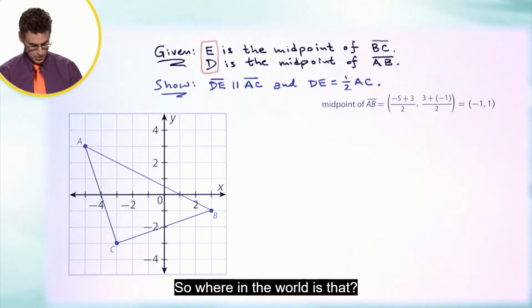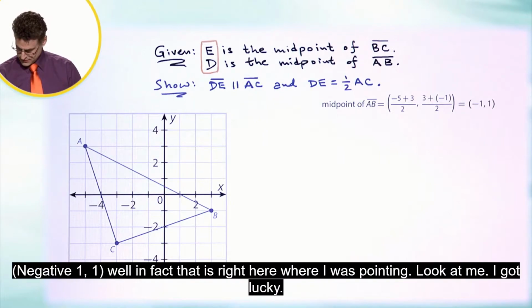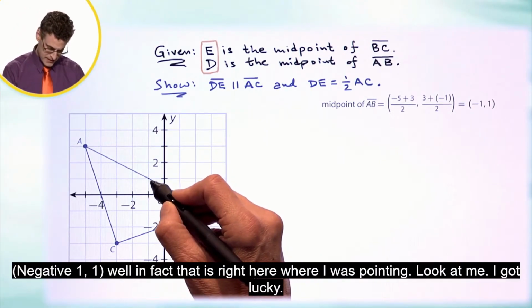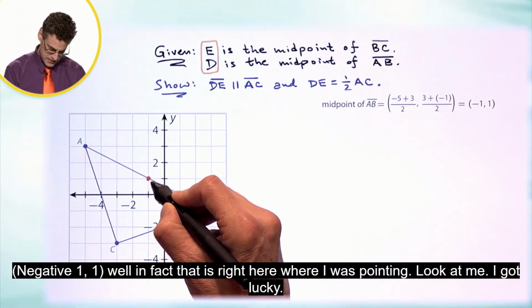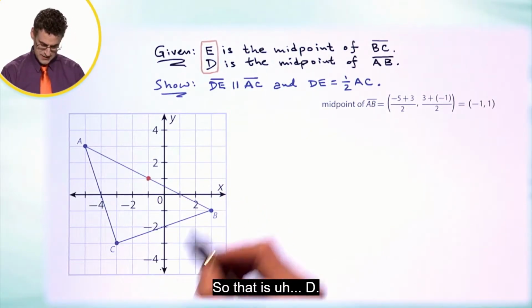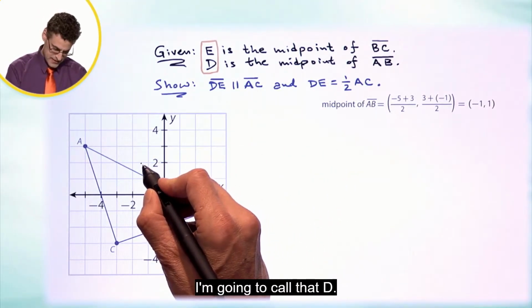So where in the world is that? (-1, 1). Well, that's right here where I was pointing. Look at me, I got lucky. So that is D. I'm going to call that D.